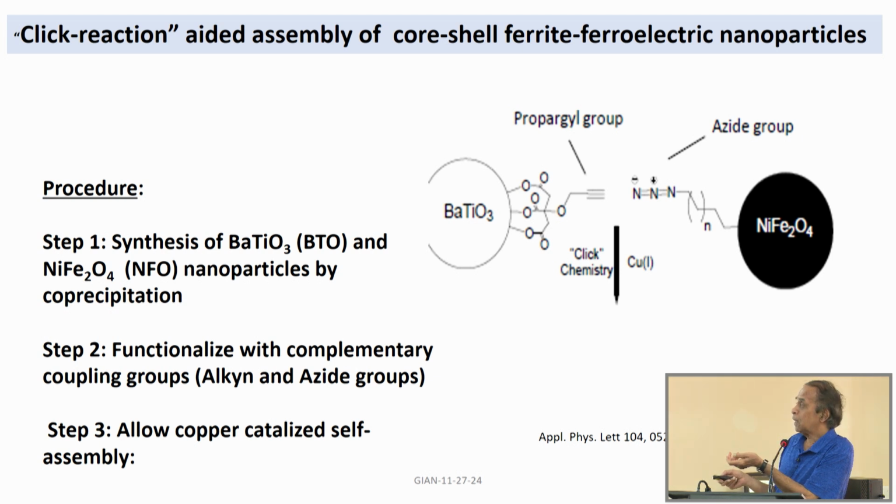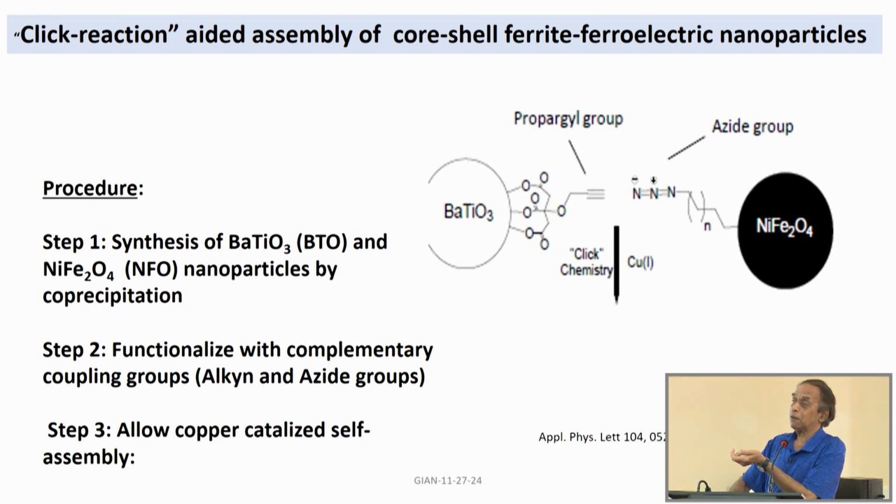And then the second step is to functionalize these particles with two complementary groups. The groups that we used, one is called an alkyne group, the other is an acid group. Then you bring them together in the presence of a copper catalyst, and what is called a click reaction happens, and that is how the core-shell structure is formed. Somebody who invented this click reaction was awarded the Nobel Prize some time ago. Okay. So, it is a neat technique.